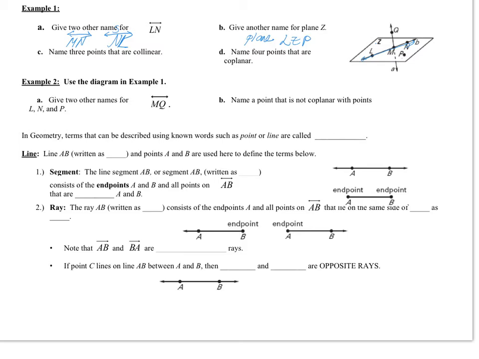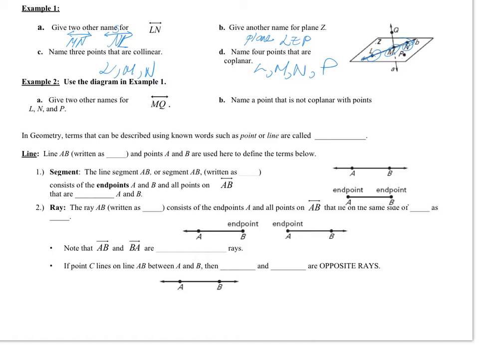And part C, name 3 points that are collinear. I would say L, M, and N. And name 4 points that are coplanar, meaning that they lie on the same plane. So we could list L, M, N, and P.